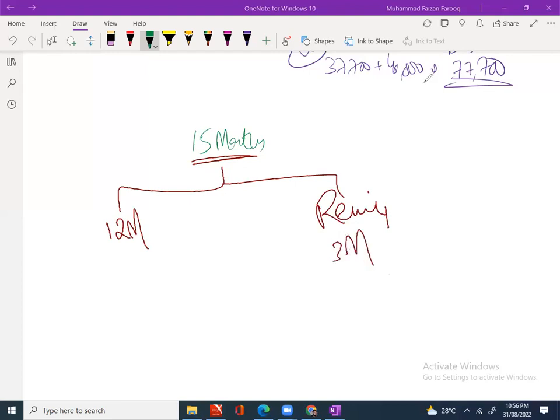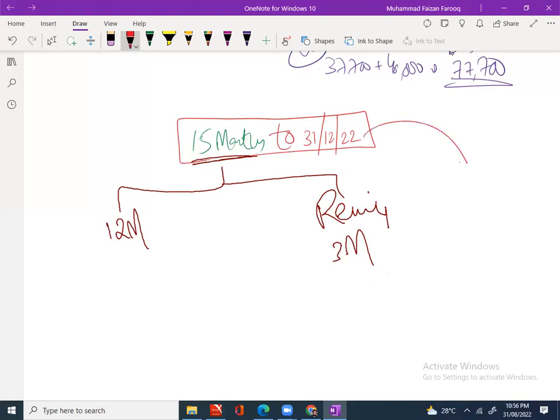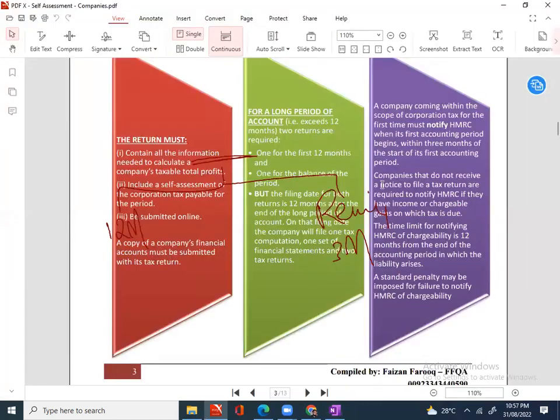So how will the return be filed? For example, 15 months to 31st December 22. These are my 15 months period. So what I will do, the submission date, the return, how many returns first of all do I need to submit? We have one long accounting period, but we split it as per our requirement of working: 12 months separate and the remaining months separate.